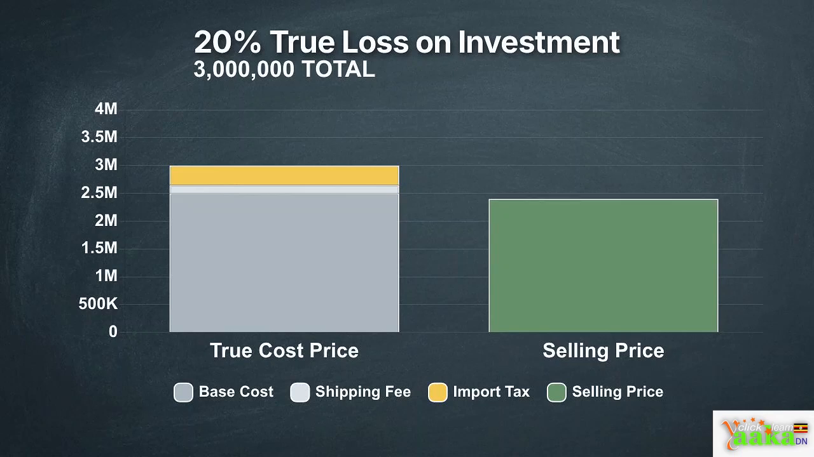Next, we compare that total against our final selling price of 2.4 million shillings. The selling price is strictly lower than the true cost price. Subtracting the two reveals a raw financial loss of 600,000 shillings. To find the percentage loss, we divide that 600,000 shillings by our initial investment, the 3 million shilling true cost price, and multiply by 100. This calculates out to a 20% loss on the investment.